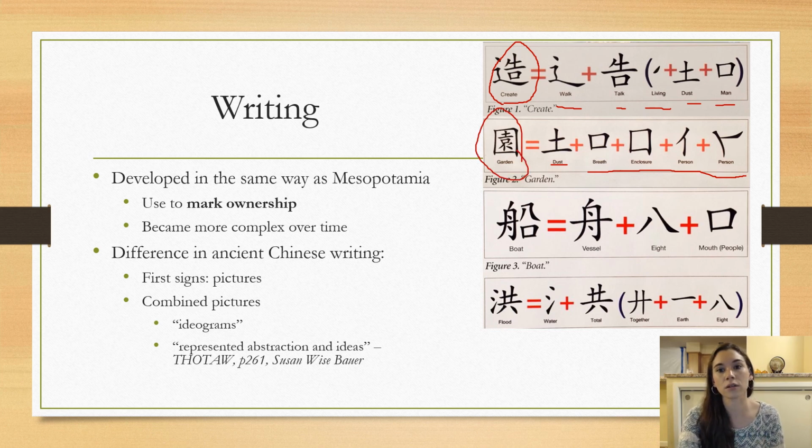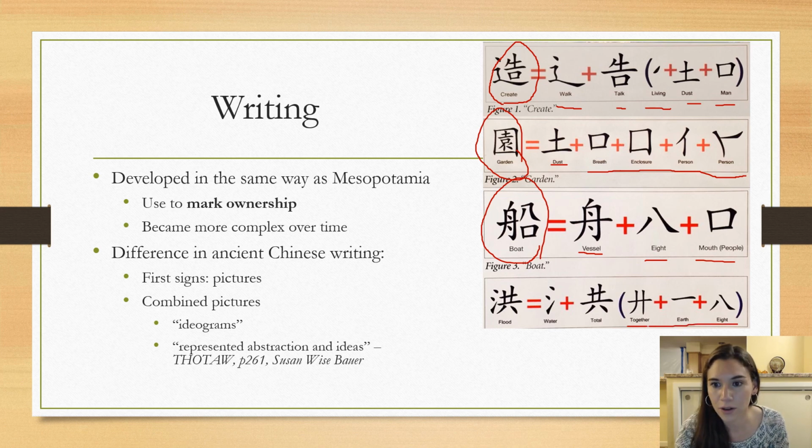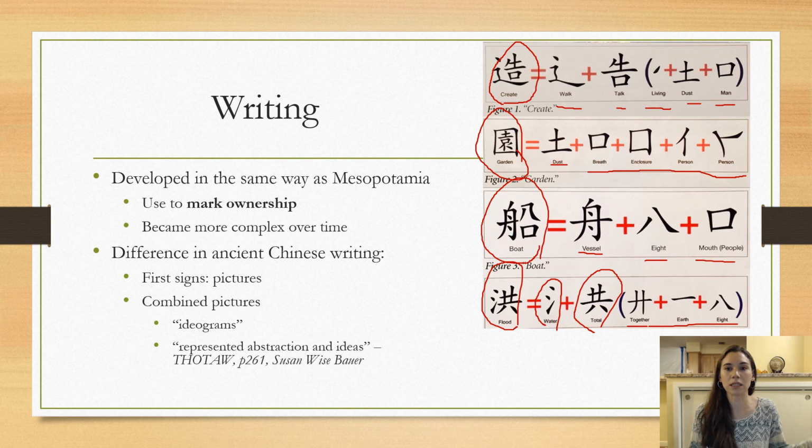And these symbols are still used today. I write in Japanese, and a lot of their symbols are still similar to those, so I recognize these. But you have vessel, ate, and mouth, and that equals their word for boat. You have together, earth, and ate, and that is total. Total plus water equals the flood. So this gives you an example of how they combine their pictures to make different words or ideas and things like that.